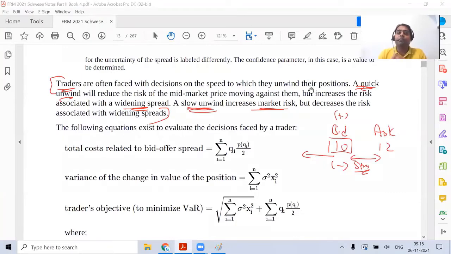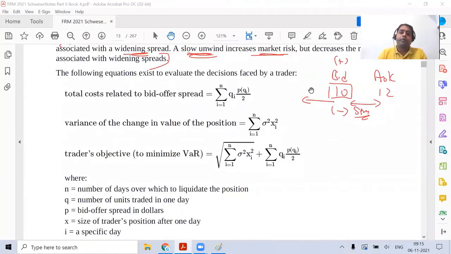Let us move towards the formulas over here. What they are trying to highlight is that if you are a trader and you want to take a decision with respect to selling, then obviously there will be a cost with respect to the bid offer spread, because you cannot sell at a higher price. You cannot sell at the ask price, you'll have to sell at the bid price. If you do the entire transaction of buying and selling, there'll be the cost of the bid ask spread, because you're buying at 12 and selling at 10. That means the spread will always be there.